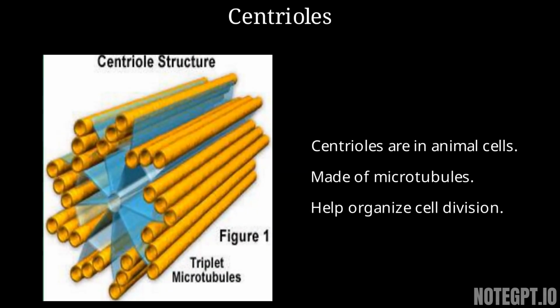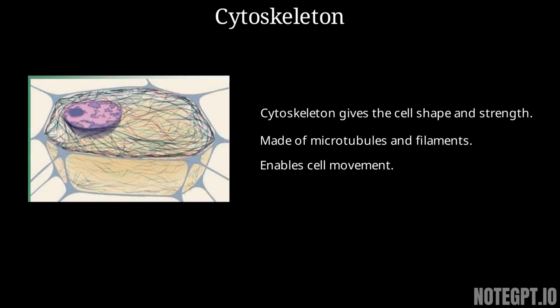Centrioles are found only in animal cells. They are self-replicating, made of microtubule bundles, and help organize cell division. The cytoskeleton is the cell's skeleton, made of microtubules and filaments. It gives the cell shape, strength, and the ability to move.